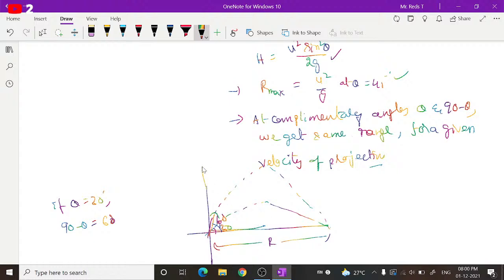That is the meaning of for complementary angles theta and 90 minus theta, we get the same range. For a given velocity of projection means, in both cases you have to project with the same velocity. That is another point you have to keep in mind. So these are a few points we have discussed in today's session.